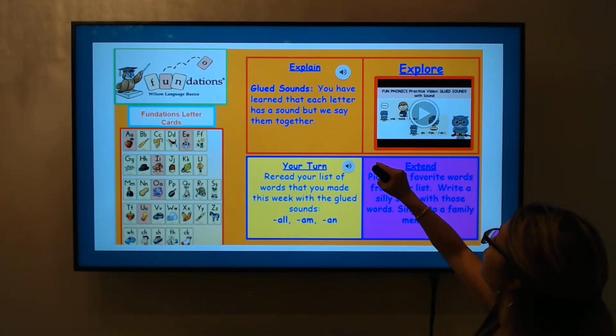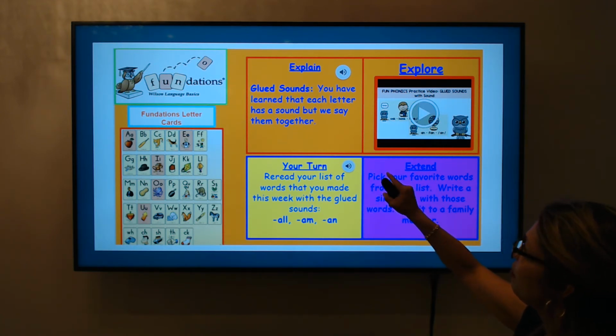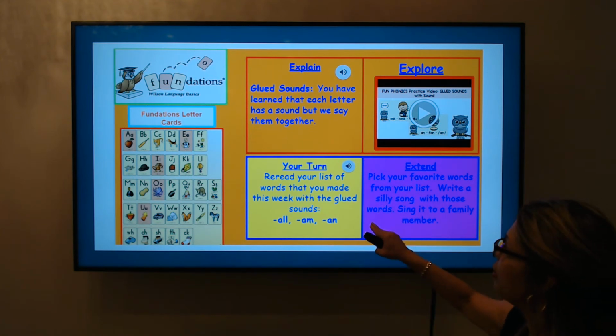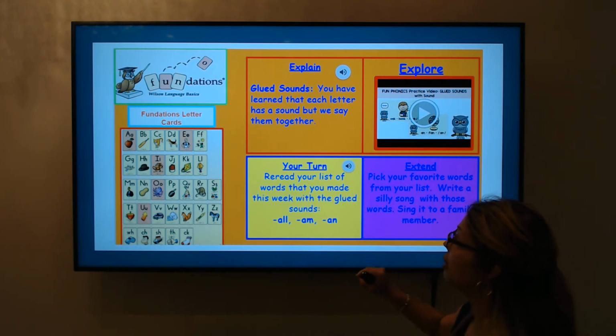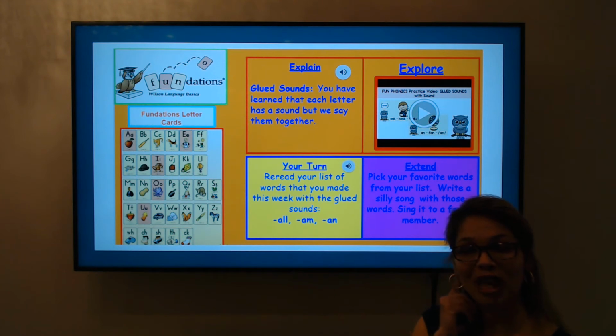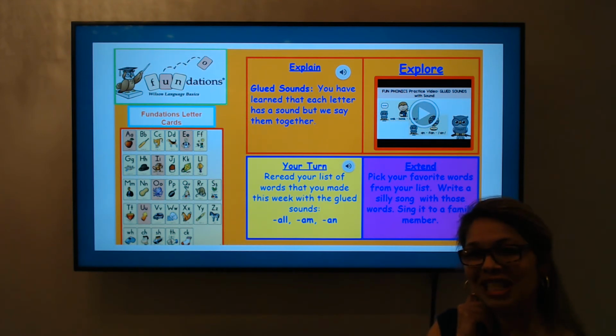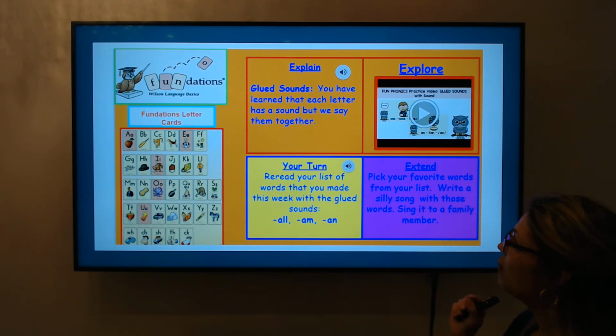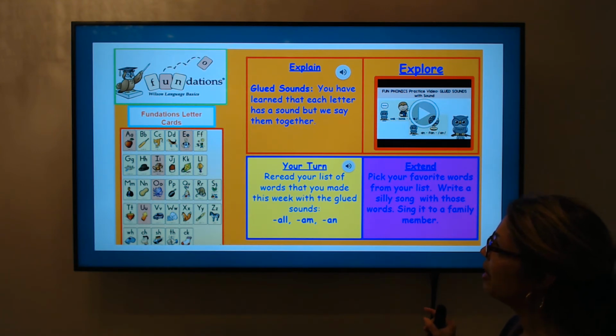Okay. So you'll notice that in each day there is a Fundations exercise, and you'll notice these little sound boxes that are embedded in the explain and the your turn box. You'll notice that those little sound boxes are the voices of our reading teachers, and so they are responsible for the work that you see embedded here.